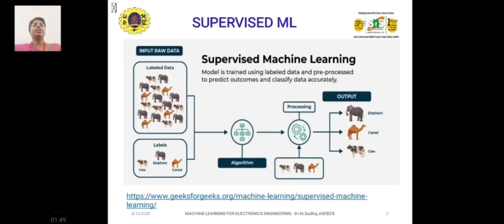And here I have given the link for your reference with the full detail, that is GeeksforGeeks. This website is very useful and authenticated, and you may refer to this website also.